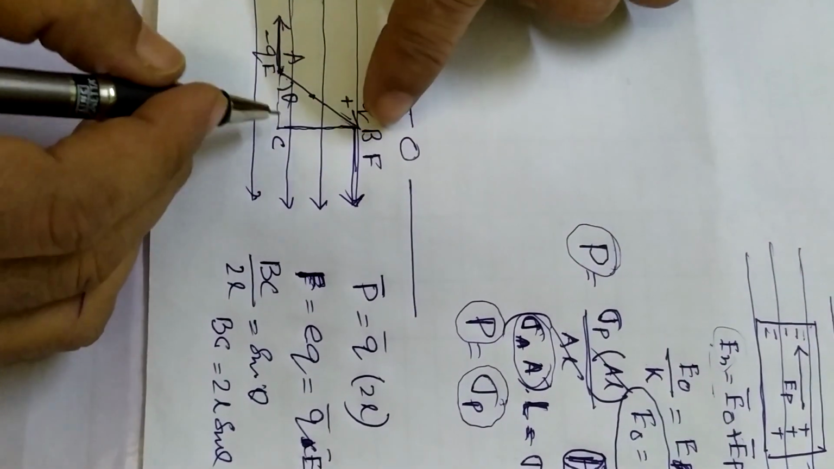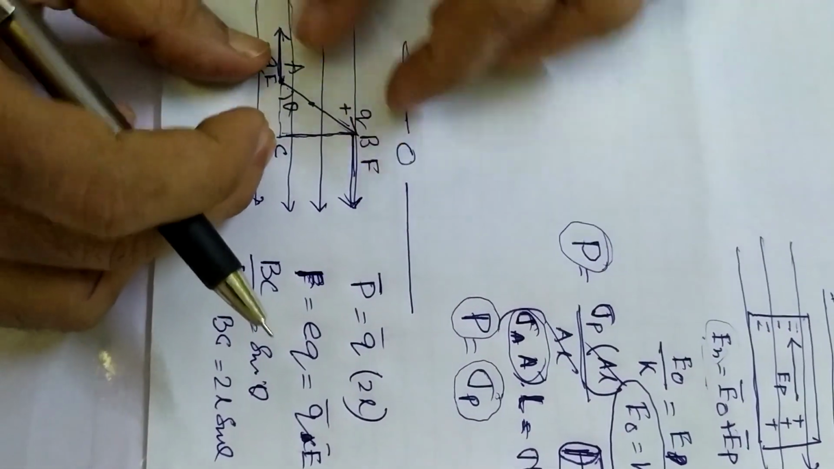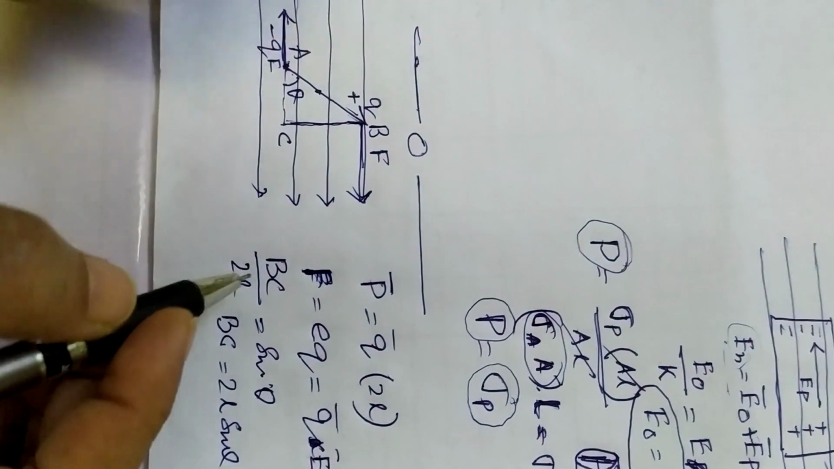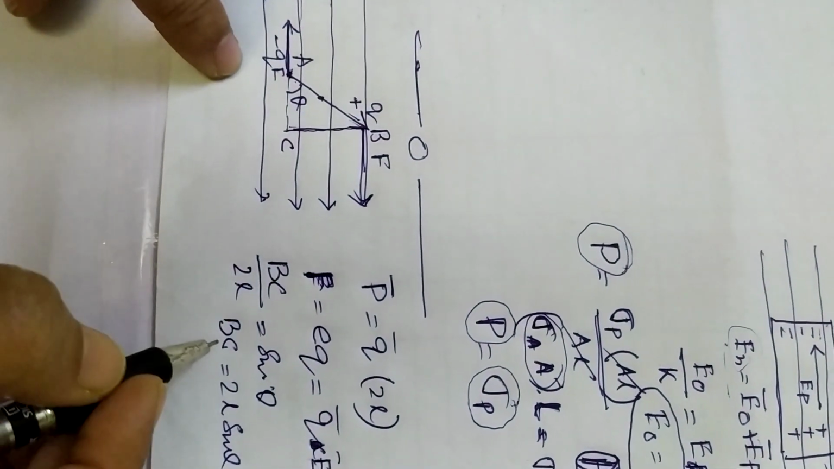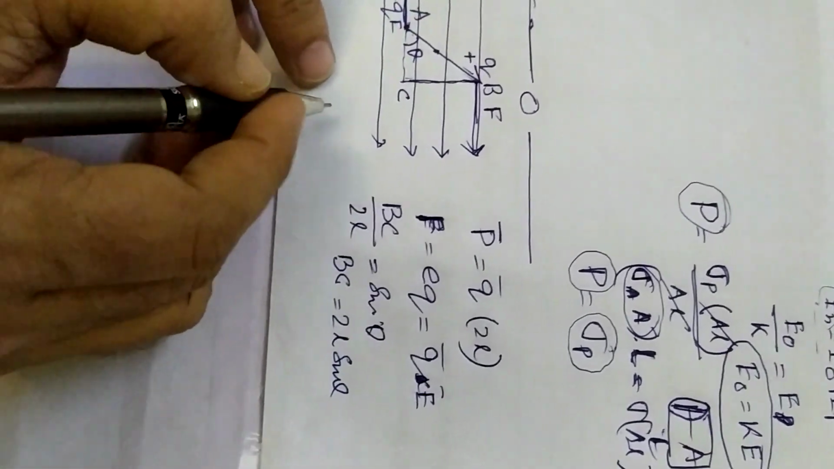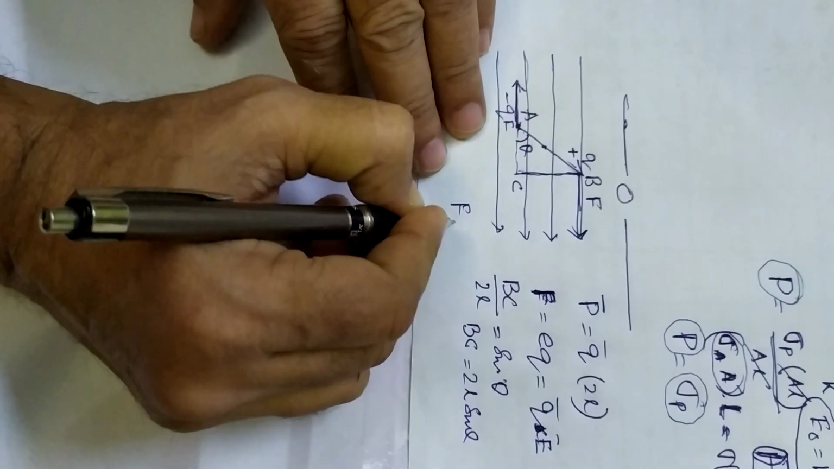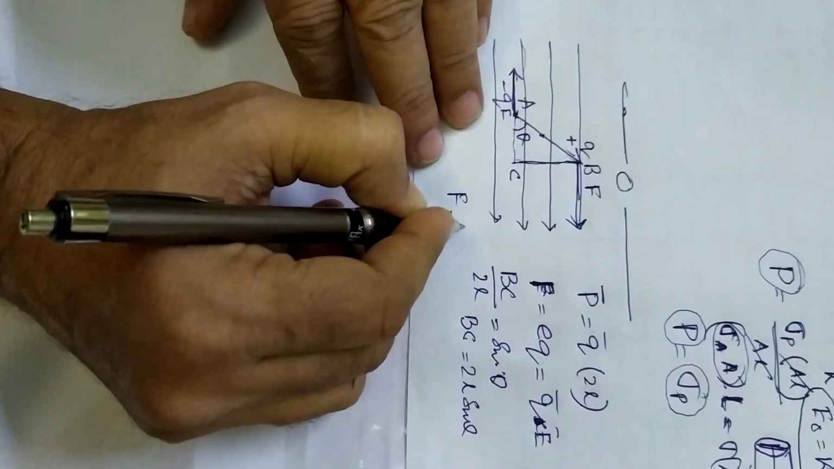You understood this thing? This is the distance between these two forces, and this is the length of this thing. So length divided by BC equals this. So BC is equal to 2L sine theta. So how are we getting the torque? Torque we get as force into distance. So this is force into BC.